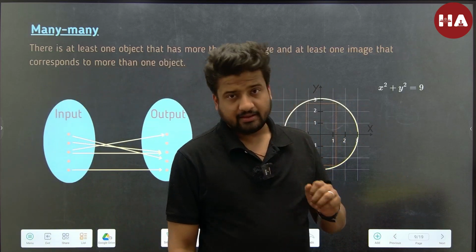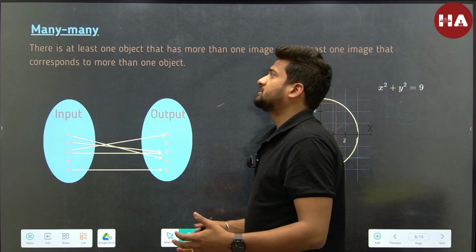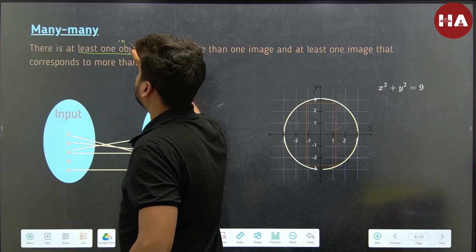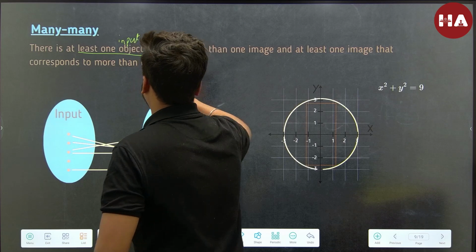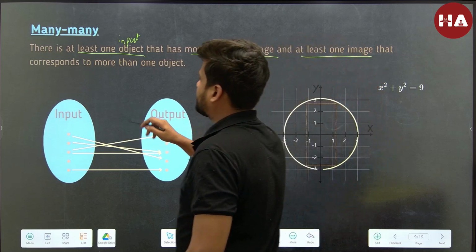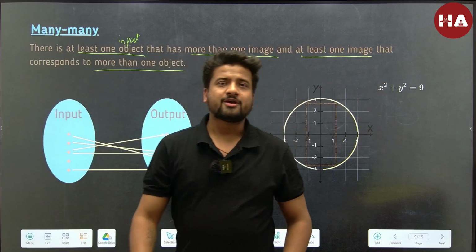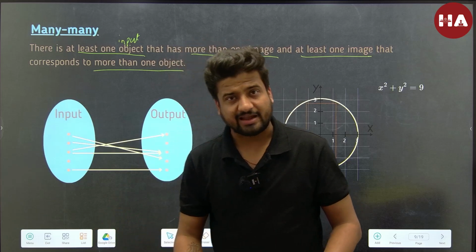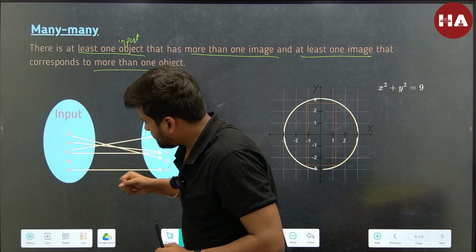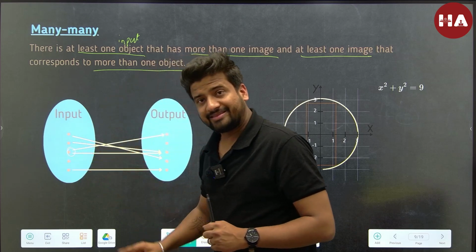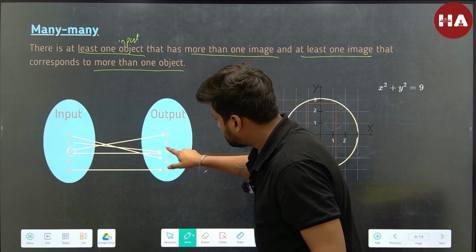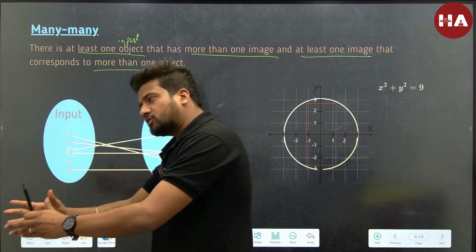Now, as the name suggests, there is at least one input that has more than one image, and at least one image that corresponds to more than one input. Basically both the conditions will be satisfied, right? So see, this input, there are two arrows coming out from it, right? And this output, there are two arrows coming into it.